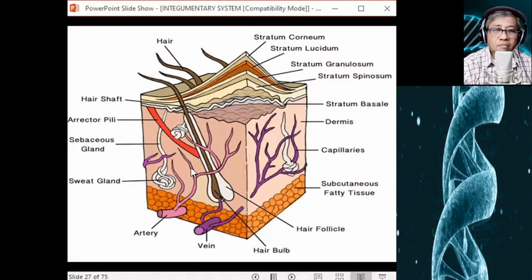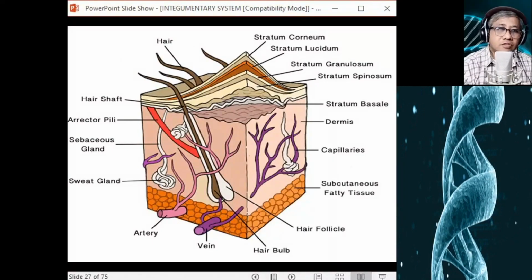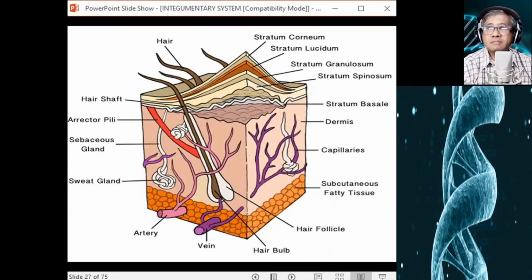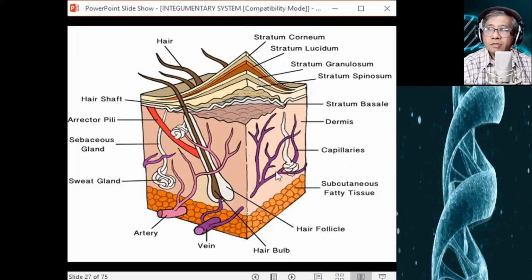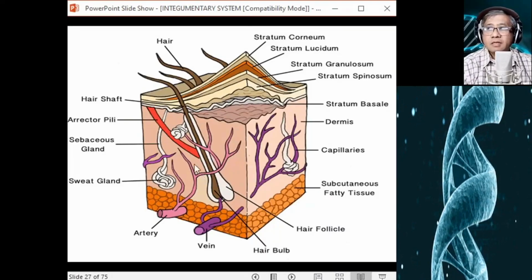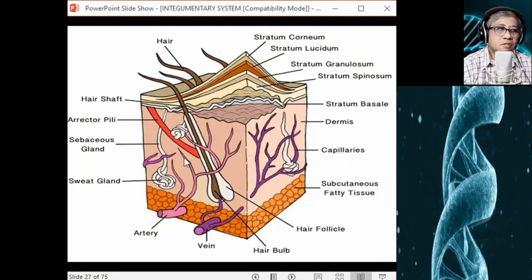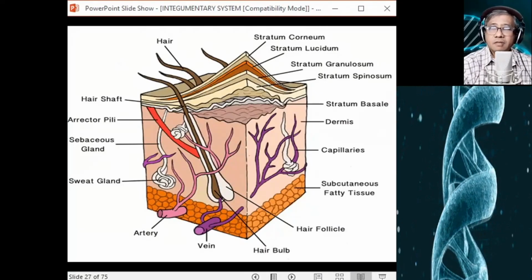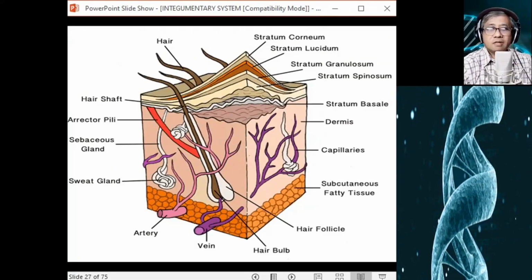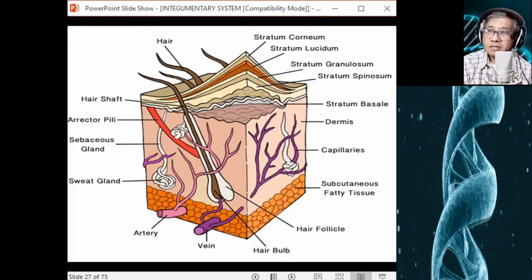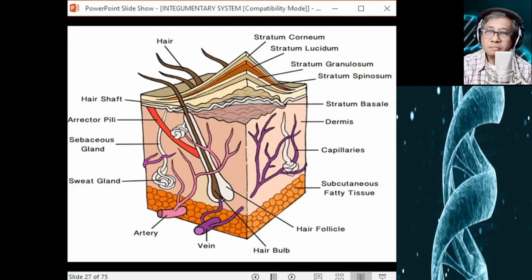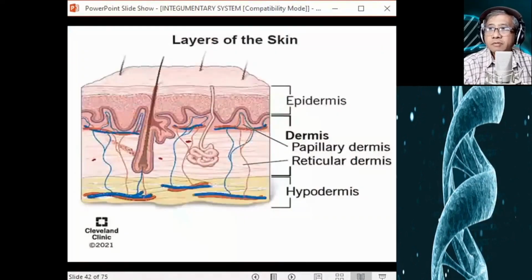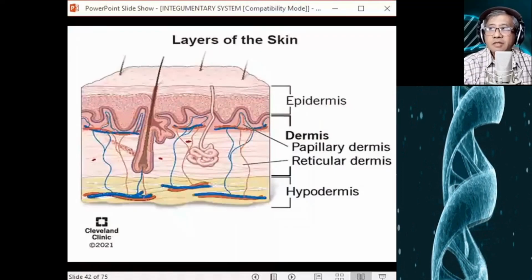When the arrector pili muscle contracts, it pulls the hair follicle, and ano yung result niyan? This will give you goosebumps, diba? Then we have these nerve endings, okay, that makes the skin sensitive to external stimuli. And we have blood vessels, arteries, veins, capillaries, mga blood vessels na yan that are found in the dermis.